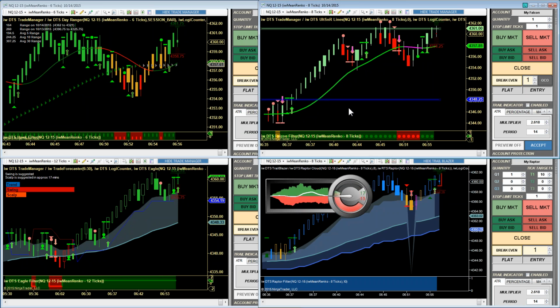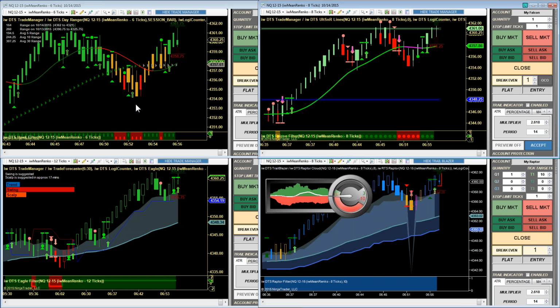Steve was asking what time chart the crude oil chart was on. The charts, the brick size we use here, these are mean Renko bars. These are unique to Indicator Warehouse and part of the DTS package, you can also purchase them separately.